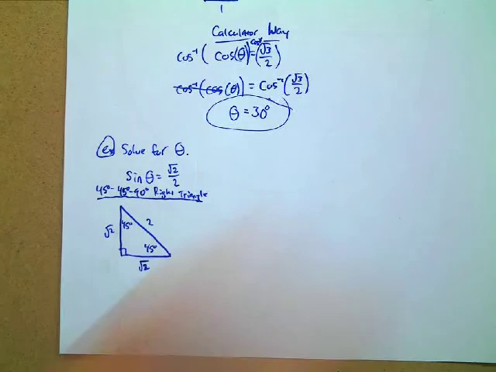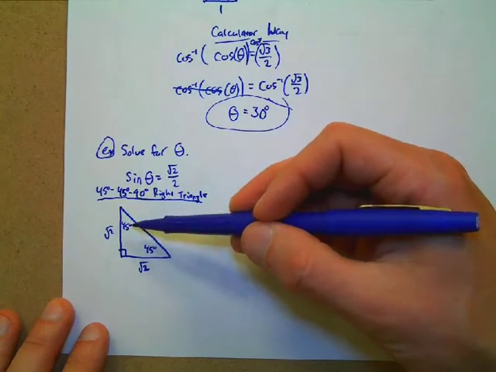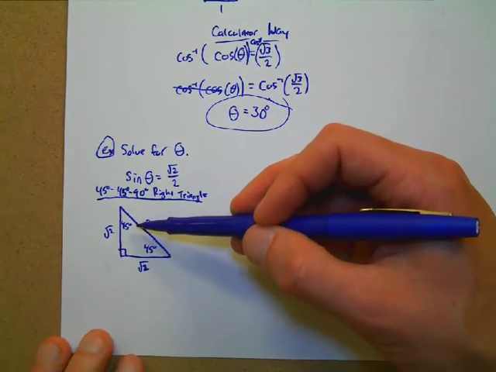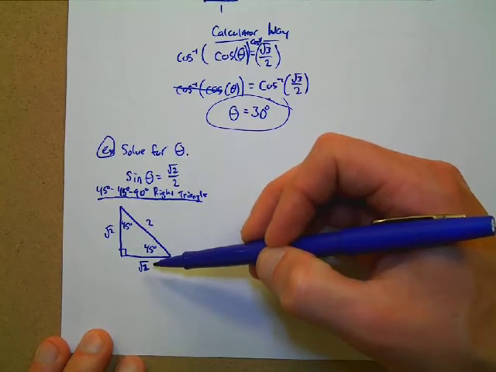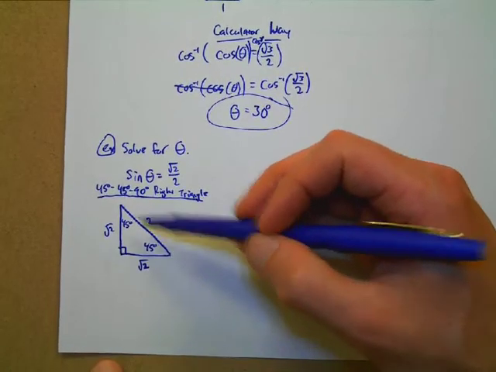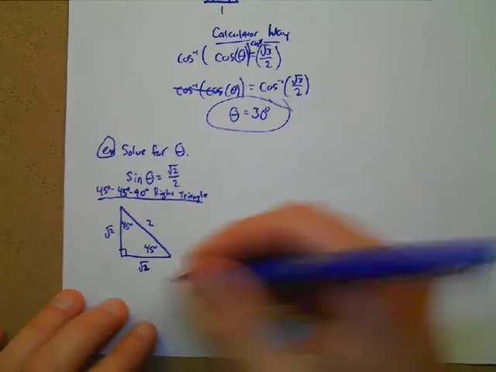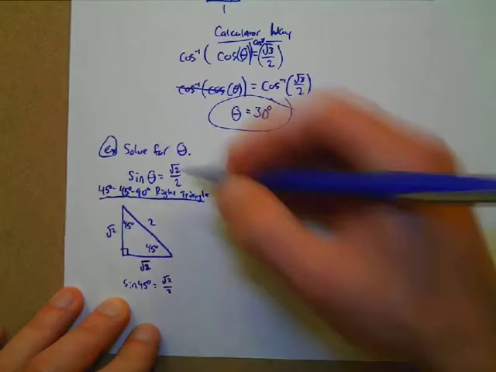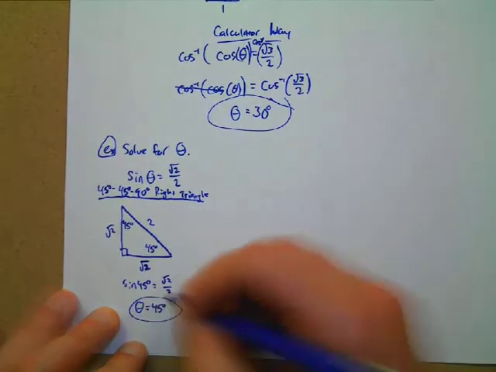Well, let's just check here. Let's pick this angle, 45 degrees. If we do sine of 45 degrees, sine is opposite. What's opposite 45 degrees? Root 2, right? And it's over the hypotenuse. What is the hypotenuse of this right triangle? 2. So it becomes root 2 over 2. So sine of 45 equals root 2 over 2. So the theta here has got to be 45 degrees.